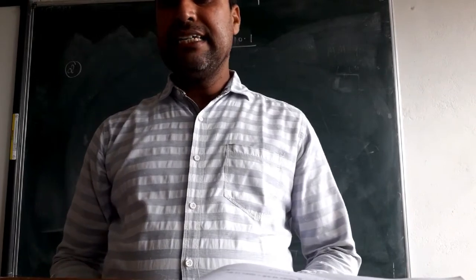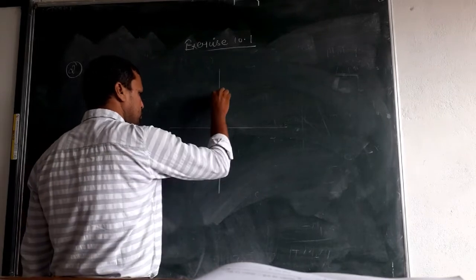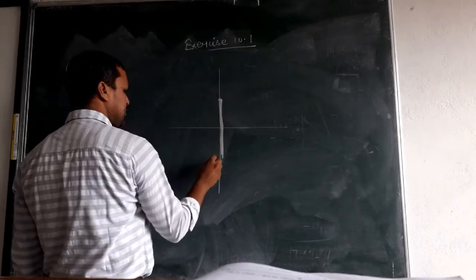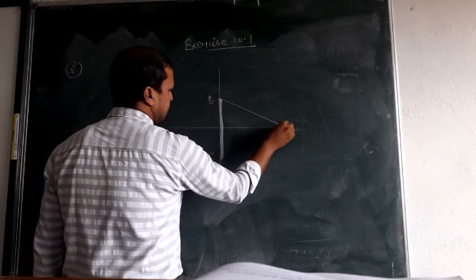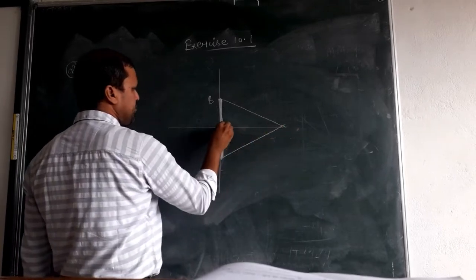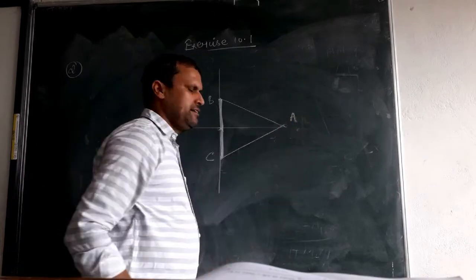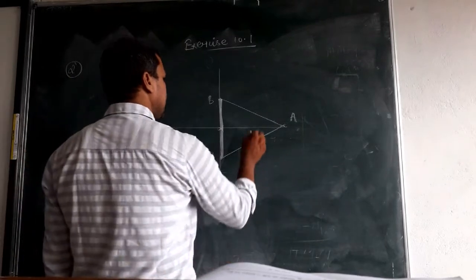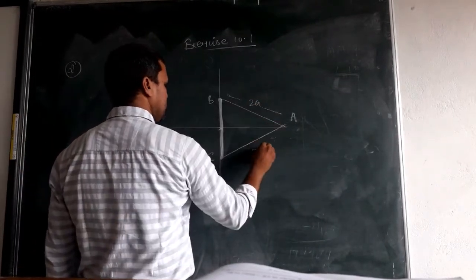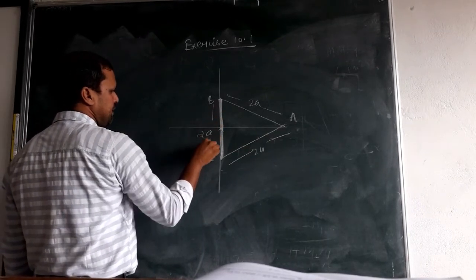The base of an equilateral triangle of side 2a lies along the y-axis. This is the y-axis. So suppose this base BC is the base, and the midpoint of the base is on the origin. This is the point O. It is an equilateral triangle. So this side is 2a, this is also 2a, and this is also 2a.